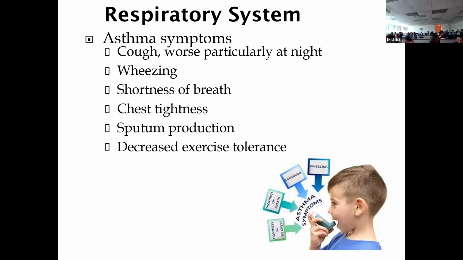All right, so asthma symptoms. You've got cough, nocturnal cough, right? Asthma is one of those things. Wheezing, shortness of breath, chest tightness, sputum production, and decreased exercise tolerance. There's a little kid with his albuterol.